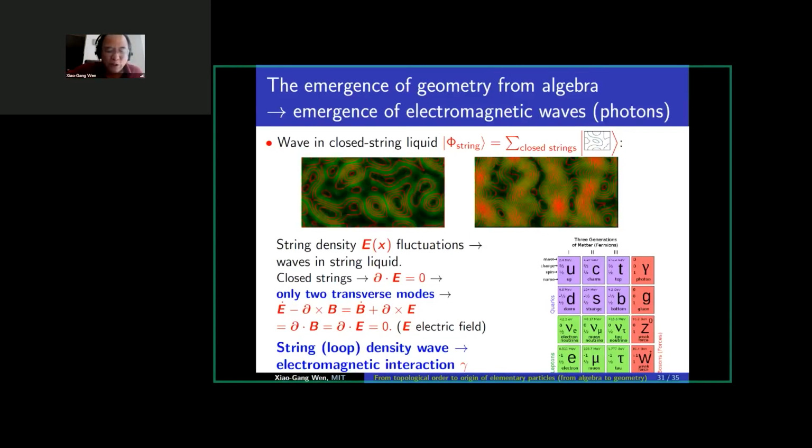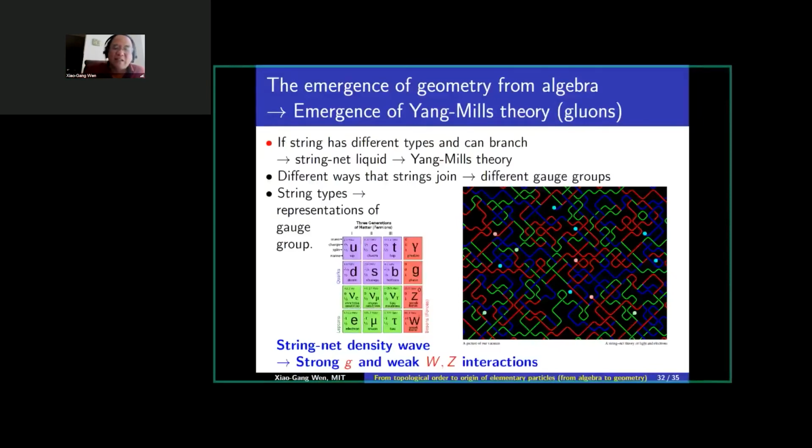Actually, I will finish soon. And we can even get the Yang-Mills equation, because we can consider many types of strings. Strings have a blue type, a green type, and the types may branch, may join together in a certain way. Then we can have some kind of string-net liquid, rather than a string liquid. It turns out that the wave in the string-net liquid gives rise to the Yang-Mills equation, which describes the electromagnetic, strong interaction, and also weak interaction.